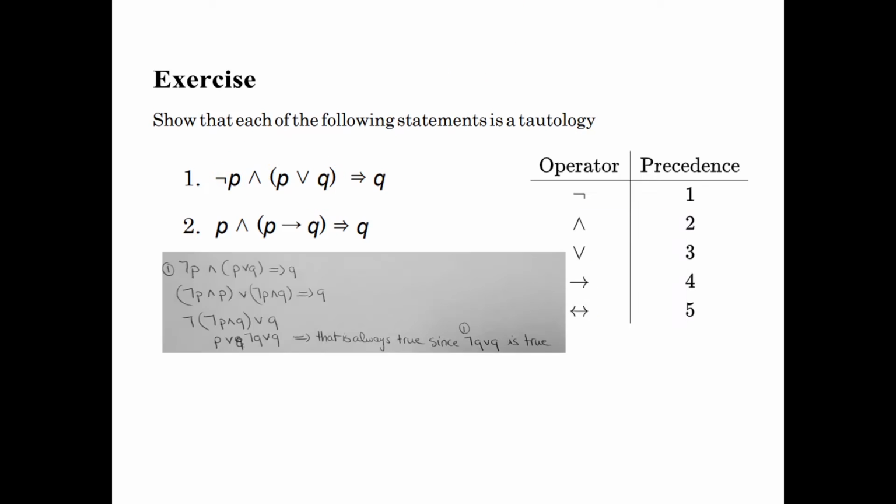Solution time. For the first one, we're going to evaluate the left side first. So, not P and P or Q. We're going to insert this into these guys. So you have not P and P, or not P and Q. That's how you do this distribution. It's also one of the rules of equivalence.